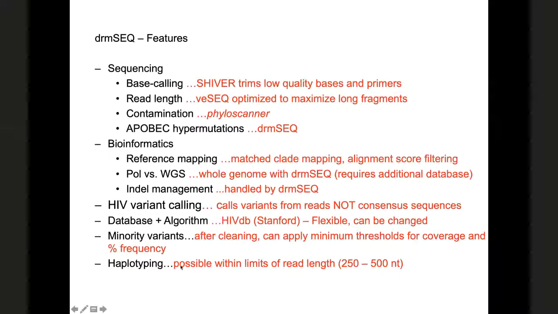The other useful thing with looking at drug resistance at the read level first before you summarize is that you can get to grips with the importance of combinations of mutations that are observed within the same virus particle, but within limits of the read length or the insert size, which is around about 250 to 500 nucleotides.